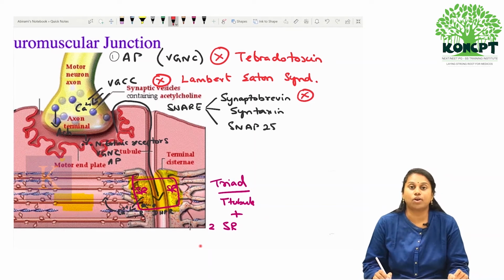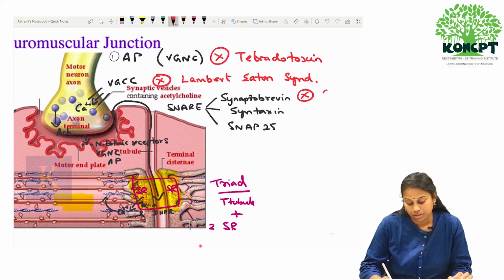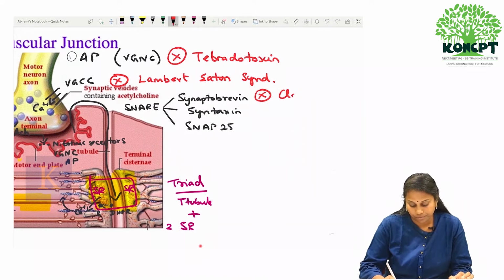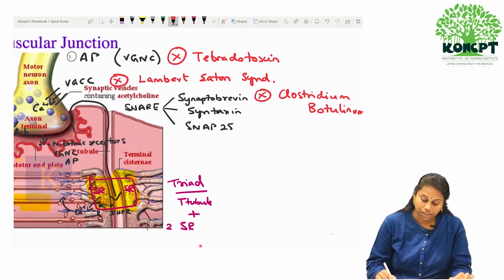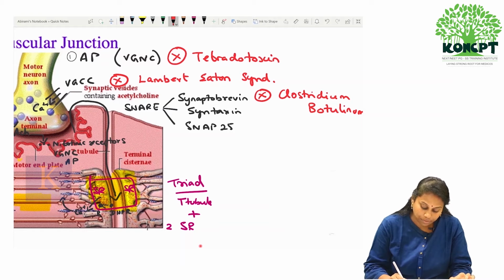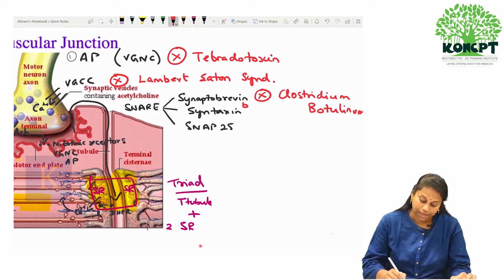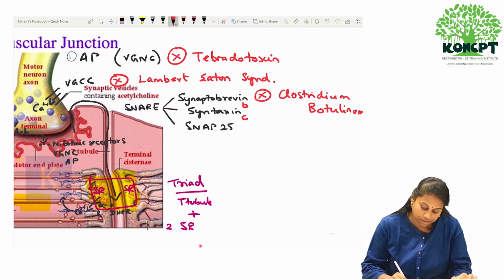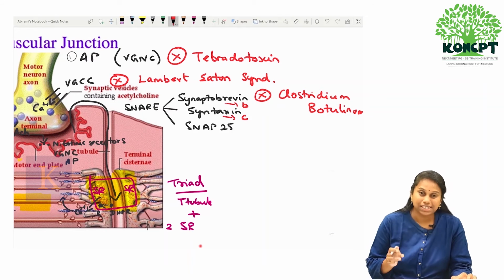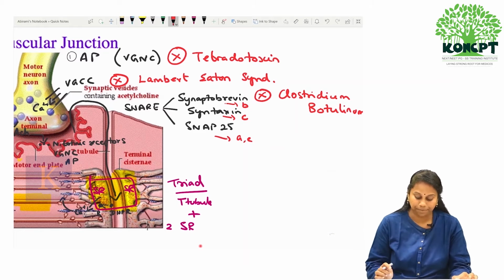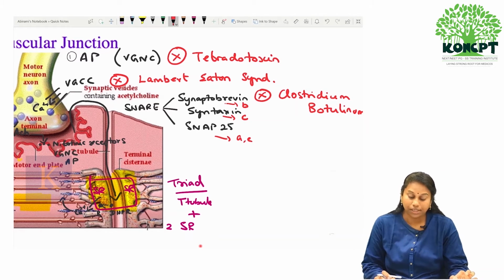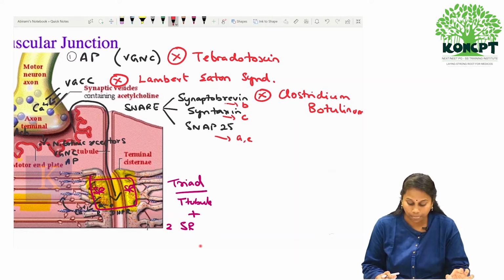And what is the toxin which causes damage to these proteins? Clostridium botulinum. There are different types of Clostridium botulinum. Clostridium botulinum B blocks synaptobrevin, see B for B, and Clostridium botulinum C blocks syntaxin, syntaxin for C, and A and E blocks SNAP25. So, snare proteins are damaged by Clostridium botulinum.